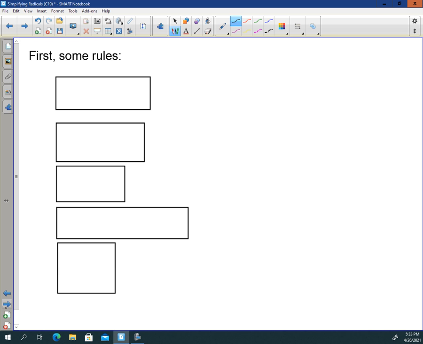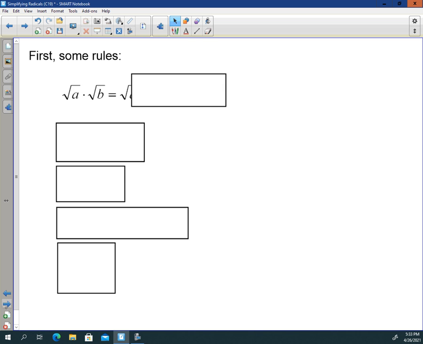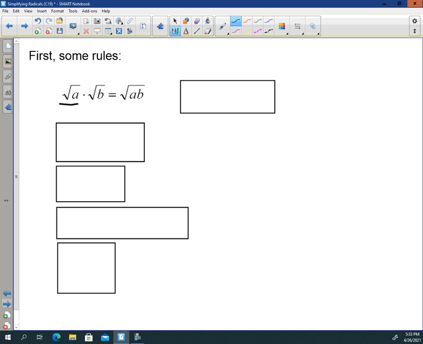All right, but first we need to understand some rules. Now, hopefully you've been exposed to these rules before. If not, please don't get too crazy. It's not that big a deal, but we just have to understand that math has some truths. One of the things that you should know is if you take the square root of one number and you multiply it by the square root of another number, that's the same as the square root of both of those numbers multiplied. So that's rule number one.